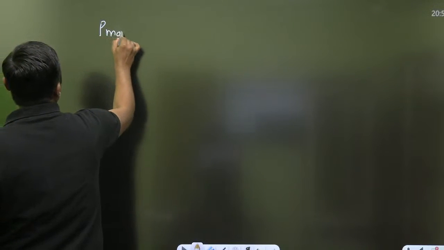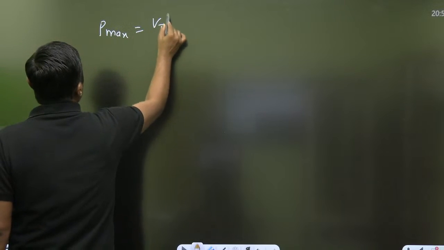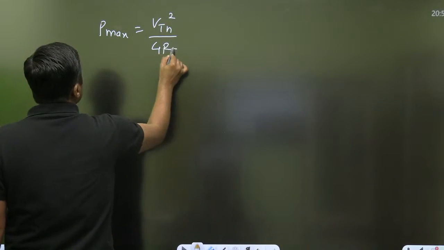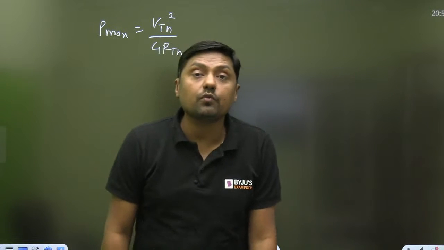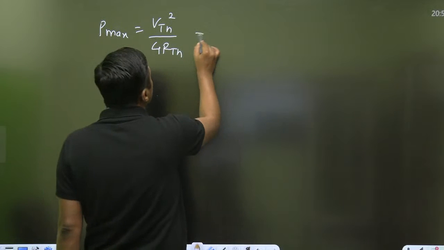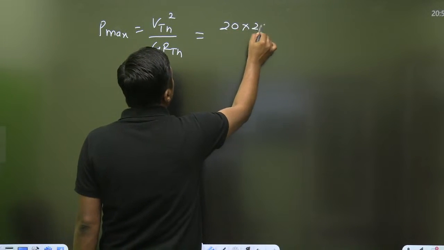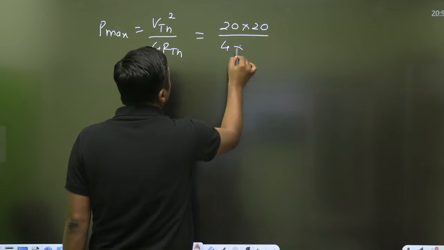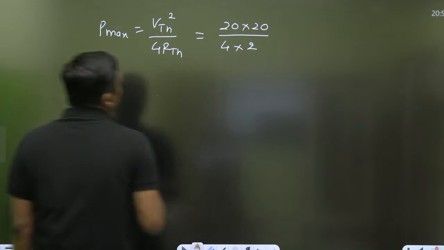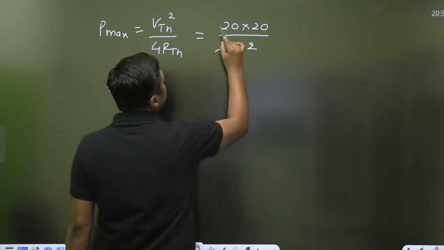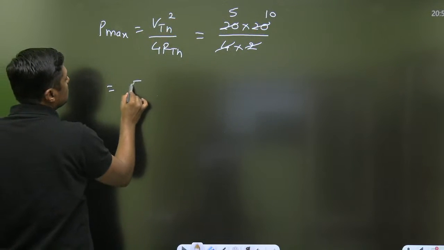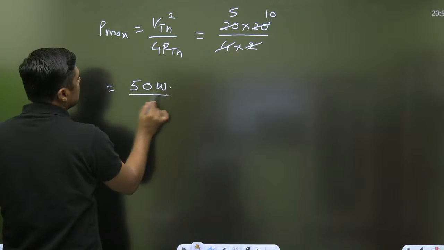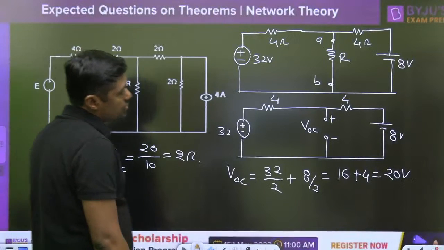According to the maximum power transfer theorem, P maximum is VTH square by 4 RTH. Already I have derived and explained this formula. VTH square by 4 RTH. What is the VTH? 20 into 20 divided by 4 into RTH, that is 2. Right? What is this? 50 watt. 50 watt is the answer for this question.